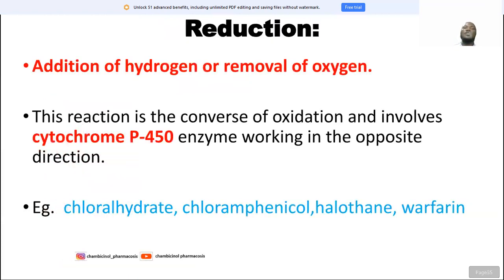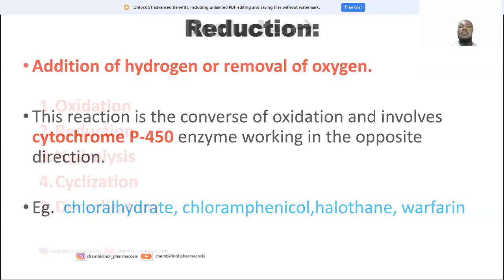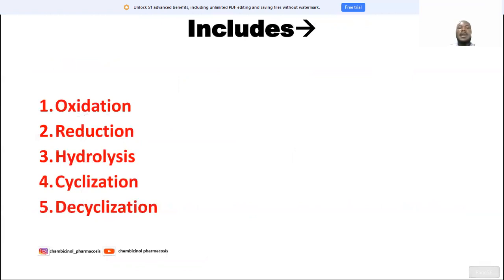Then you can see the part of the reduction. Reduction means addition of hydrogen or removal of oxygen, the same reaction that occurs in the oxidation. So the part of the reduction involves the use of CYP450, but it will be in the opposite direction to the oxidation. Some of the drugs, including chloramphenicol, halothane, warfarin, and chloral hydrate, are some of the drugs that can undergo the process of reduction. Also, we have a drug like levodopa, which undergoes dopa decarboxylation to form dopamine. So these are examples of the reduction process.